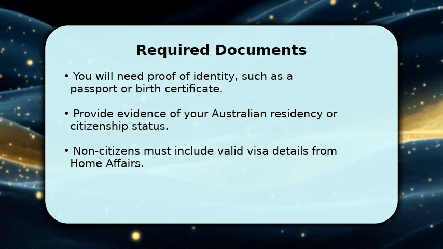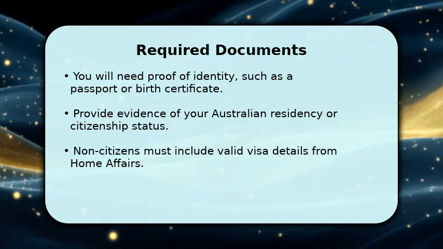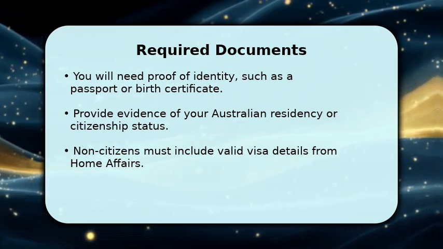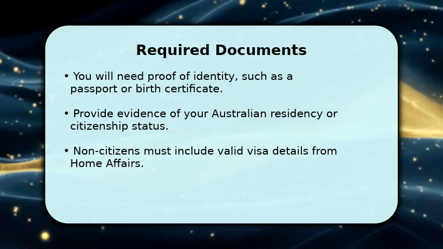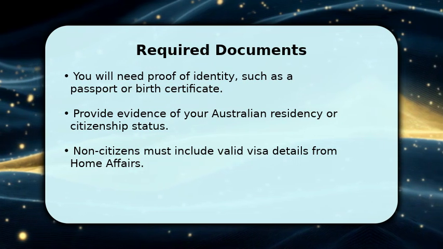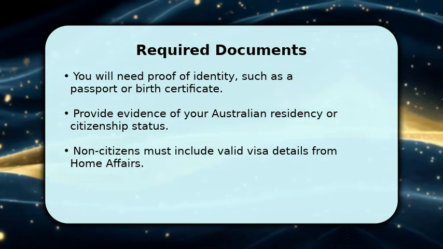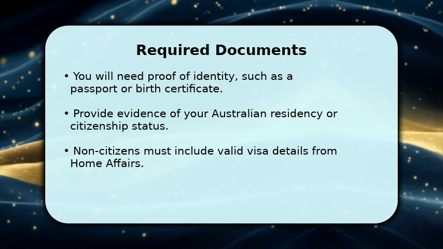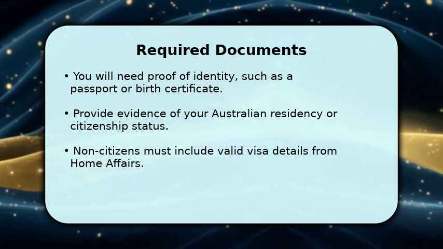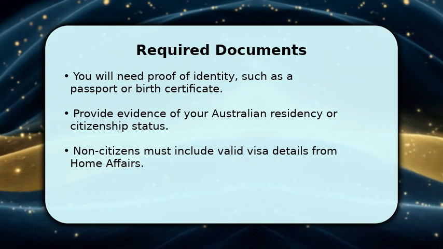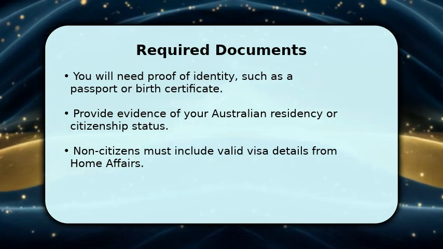Before starting your online application, gather all necessary documents. You'll need proof of identity, like your passport or birth certificate. Additionally, prepare documents confirming your Australian residency or citizenship. If you are not an Australian citizen, ensure you have your valid visa details from the Department of Home Affairs ready. Having these prepared will make the process much smoother.